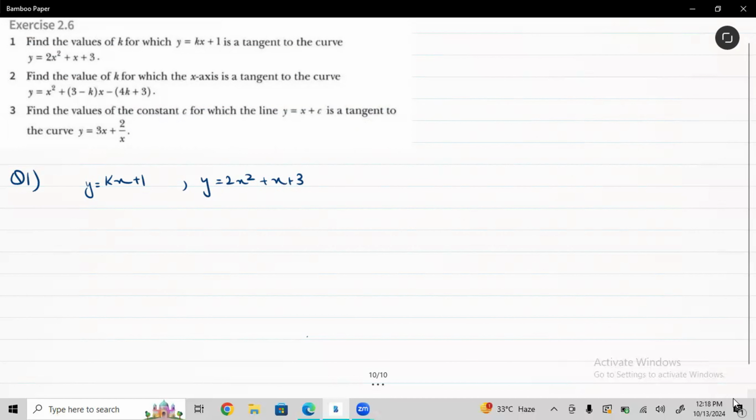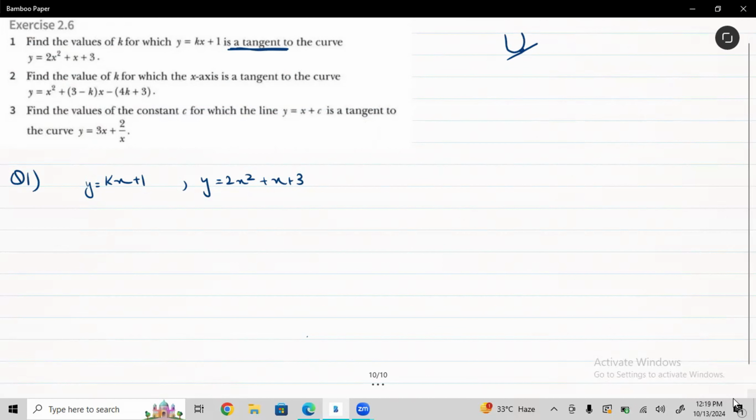Okay, so it's really simple. What they've told us is to find the values of k for which this line and the curve are intersecting. And another thing they've told us is that this line is a tangent to the curve. And again, when some line is a tangent to the curve, we know that it's only touching 1 point of the curve. And when it's touching 1 point of the curve, we know that its discriminant would be equal to 0. So first of all, we have to solve this equation now.